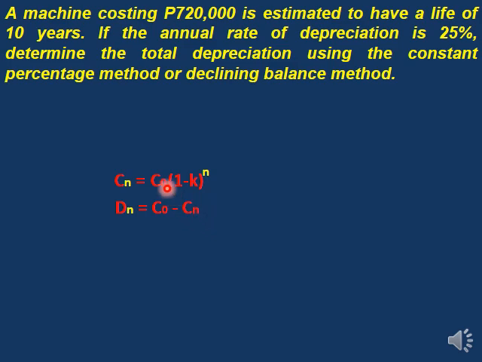Okay, we have initial cost 720,000. The rate of decline is 0.25, so this factor here is 0.75. Our n is 10 years. The total depreciation means the total amount to be depreciated, leaving only the scrap value. So the total amount depreciated after its life of 10 years is 720,000 less the quantity that is computed from here. That will be the total depreciation.